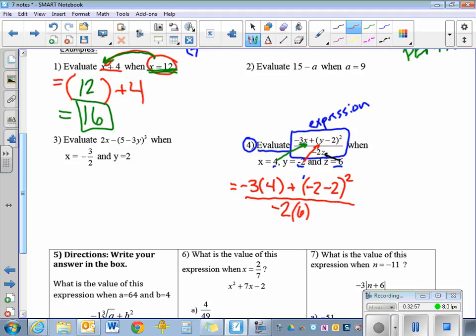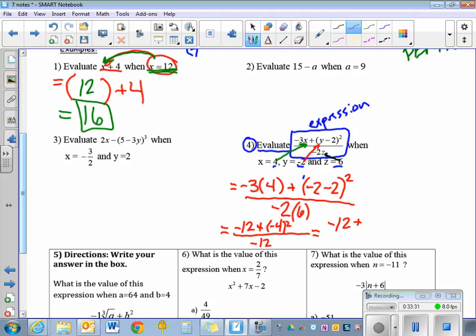Alright, then we use order of operations to simplify. So negative 3 times 4, that's going to be our negative 12. So our plus. We have to simplify inside of our parentheses, right? PEMDAS, P. Negative 2 minus 2 is going to be negative 4 squared. And then negative 2 times 6 would be negative 12. Alright, still need to take care of our exponent. So we have negative 12 plus negative 4 squared.